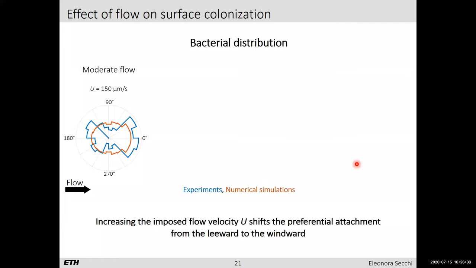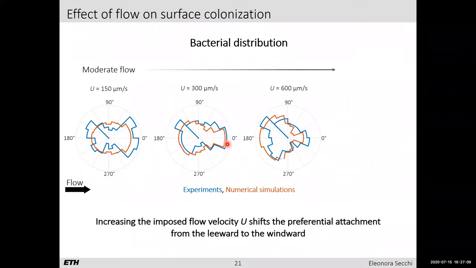So far we have considered the efficiency. Now we will look at how flow velocity affects the distribution of attachment around the pillar. So in moderate flow, if we look at the angular distribution of the attachment on the surface that we experimentally measure from the fluorescent intensity, we can see that we have a very strong leeward peak. This leeward peak is even more pronounced if we increase the velocity a bit, but then starts disappearing. And we see that the windward peak becomes more and more important until we are in a very strong flow and we just have a big windward peak and a teeny tiny leeward peak here.